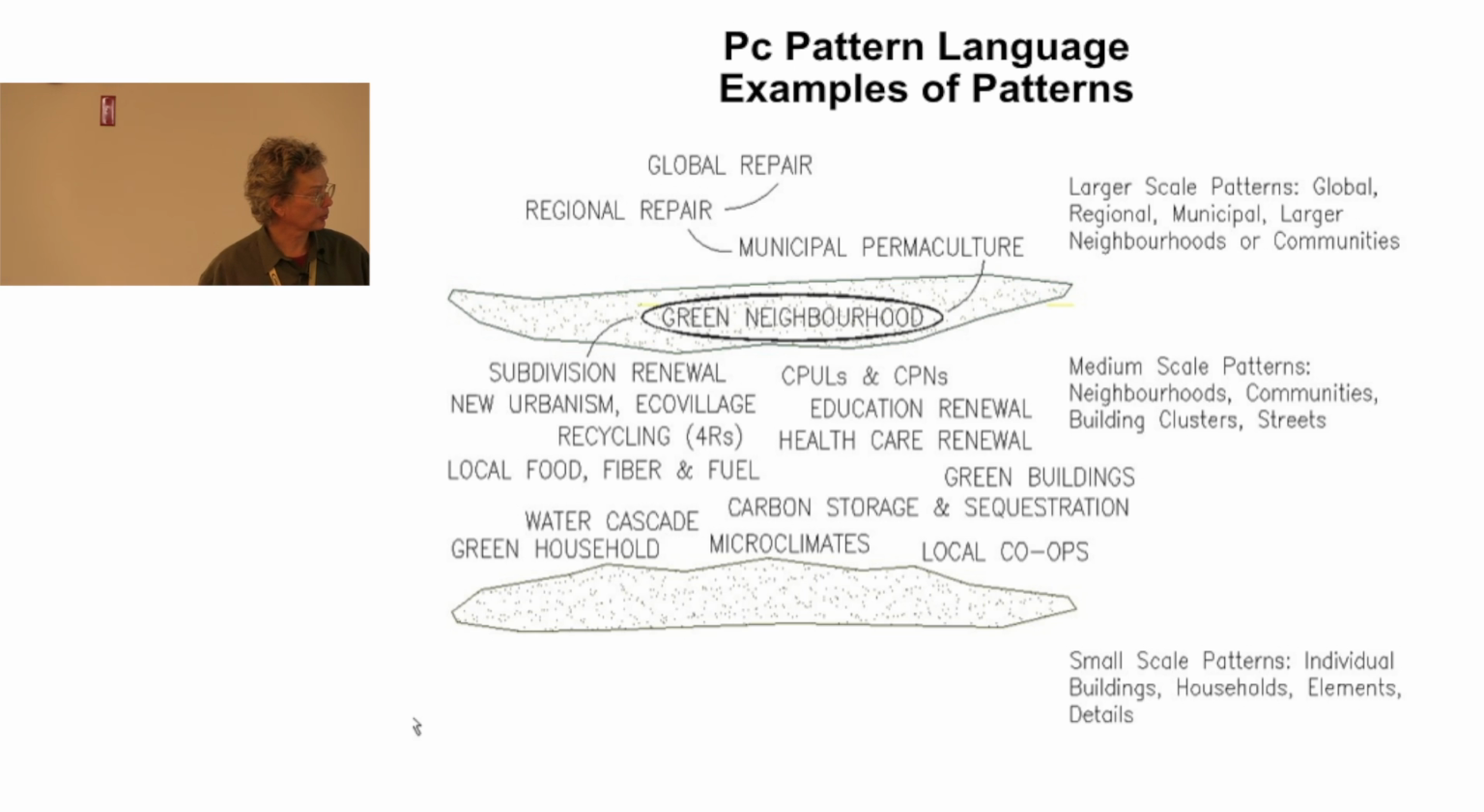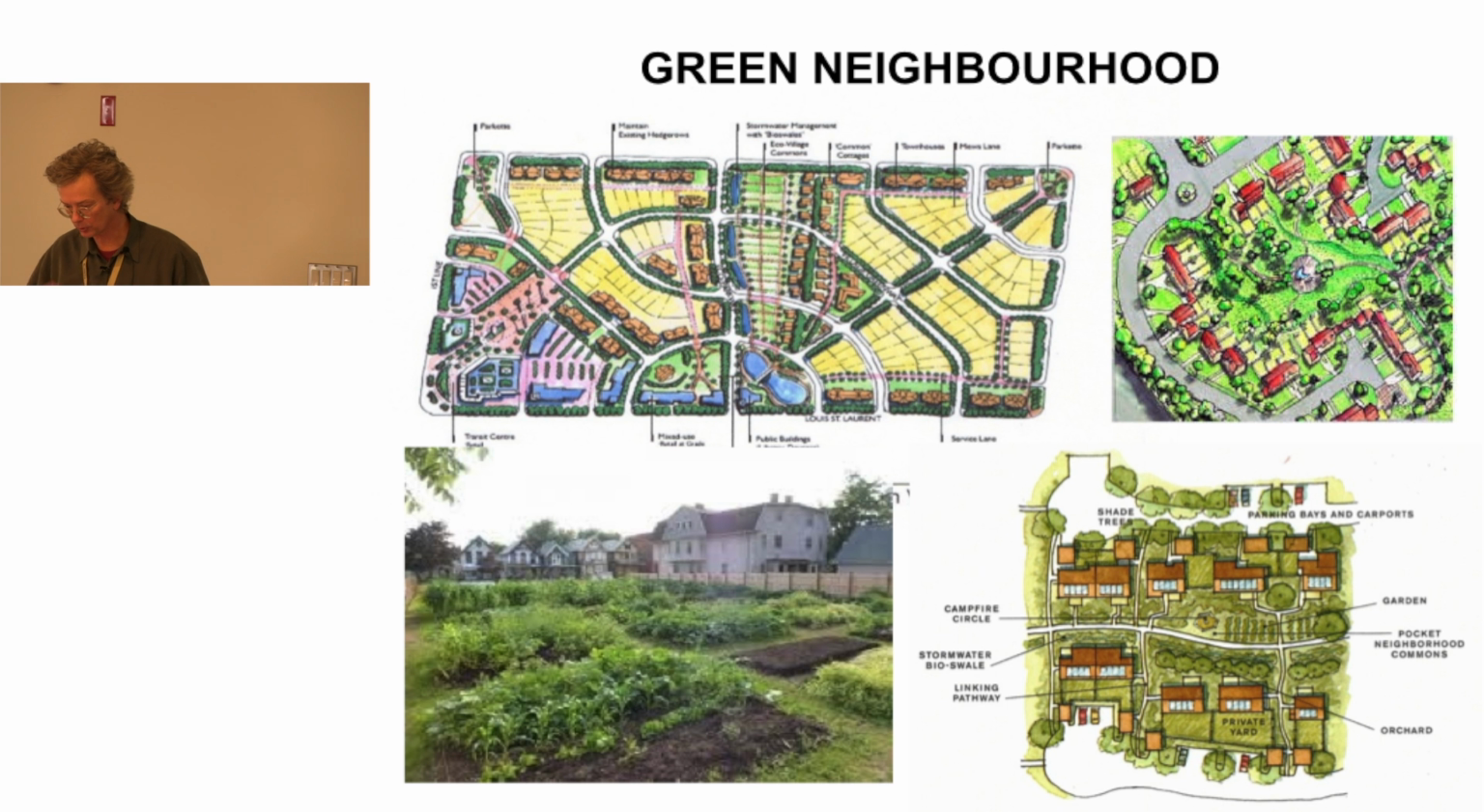So here's some examples. There's water cascade, microclimates, local co-ops, green buildings, educational renewal, because we want to reorganize our educational system, local food, fiber, and fuel, and so on. So, and this is just an example. Normally we'd have maybe 2 or 3 dozen patterns in order to begin to express what should be made and coordinated together in a project. So if we look at what green neighborhoods could look like then, we just need to add some more visuals here.